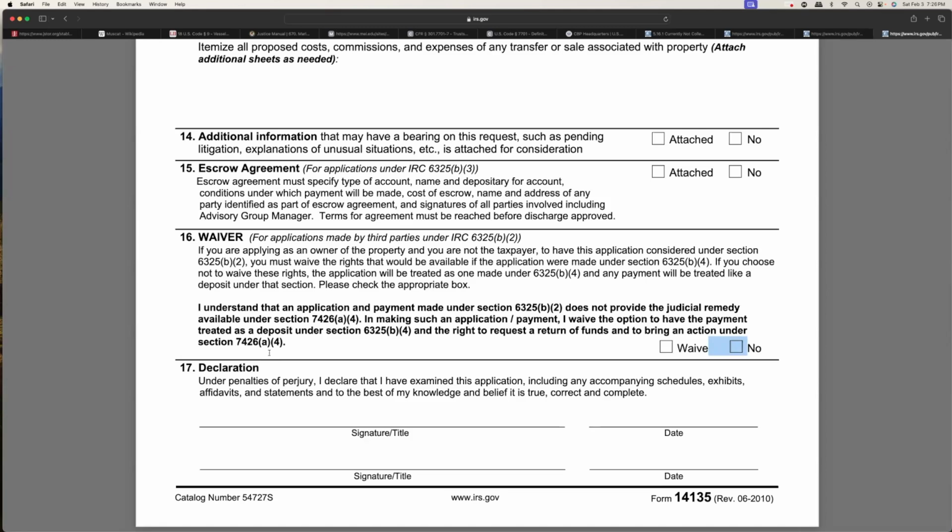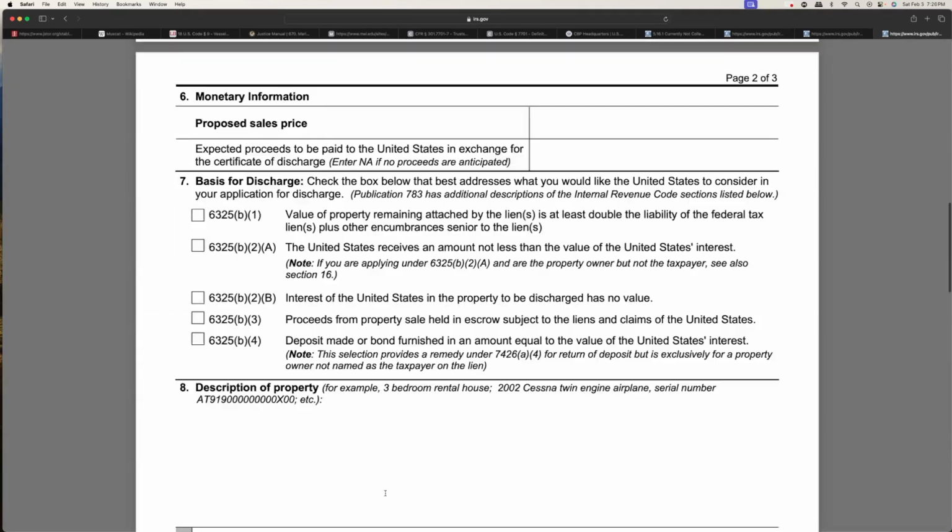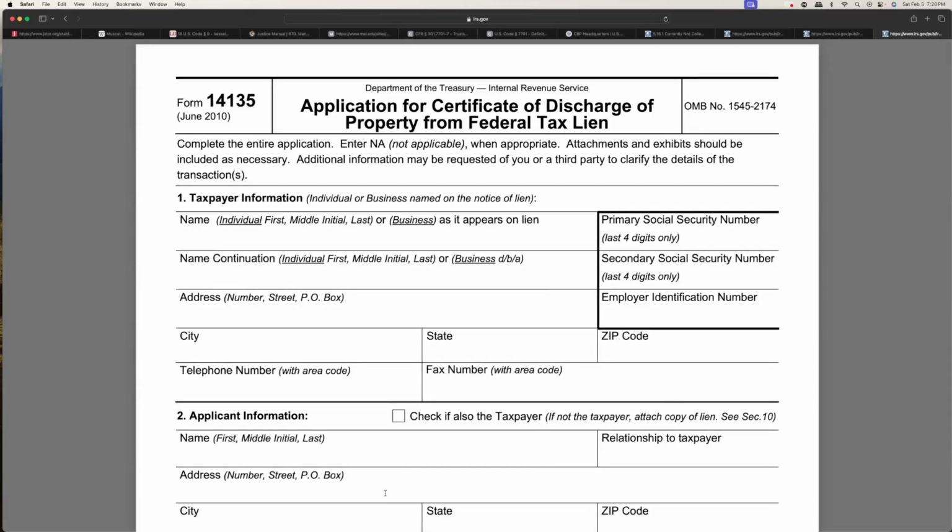And you're considered a third party. That's why you have to fill this out. Who's the first party? The IRS. Who's the second party? The taxpayer. And who's the third party? The trustee who's filling out this application. And the trustee is not waiving its rights, so we hit no. And then, of course, the trustee will sign under declaration. Okay? So that is how you submit, and I guarantee you'll get it dismissed like that, quick, within less than 45 days. Okay? So that is how you fill out the application for a certificate of discharge on real property.